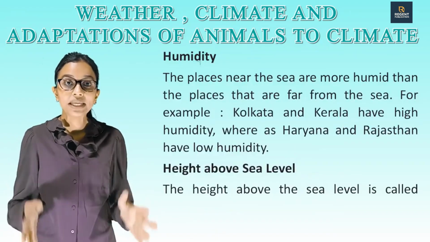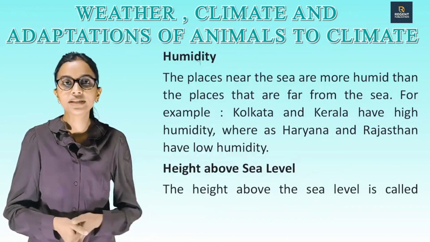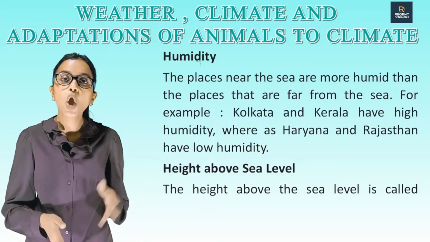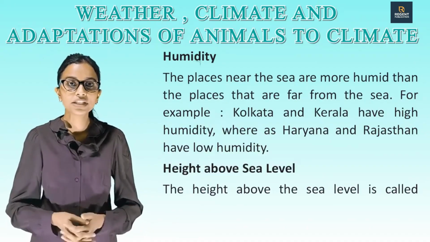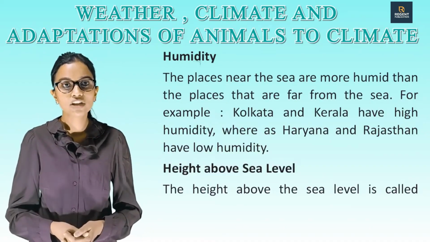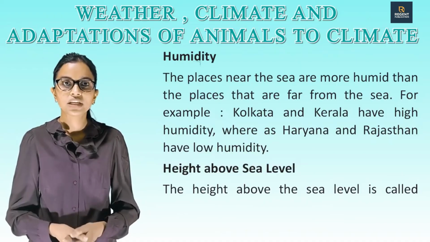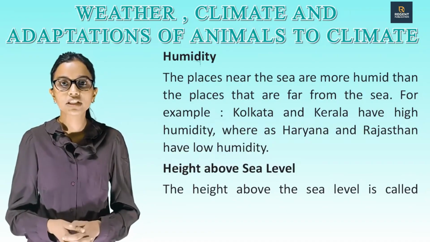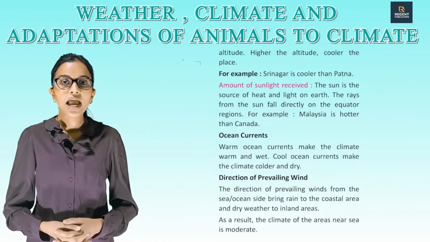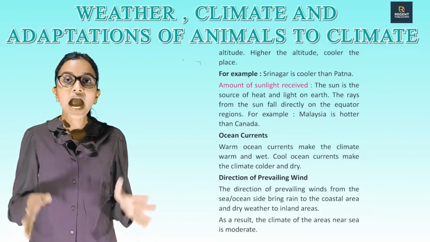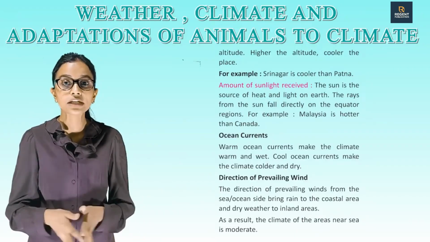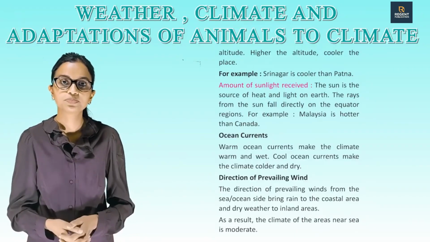Humidity. The places near the sea are more humid than the places that are far from the sea. For example, Kolkata and Kerala have high humidity, whereas Haryana and Rajasthan have low humidity. Height above the sea level. The height above the sea level is called altitude. The higher the altitude, the cooler the place. For example, Srinagar is cooler than Patna.